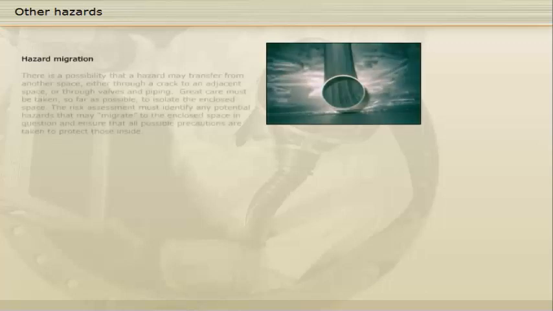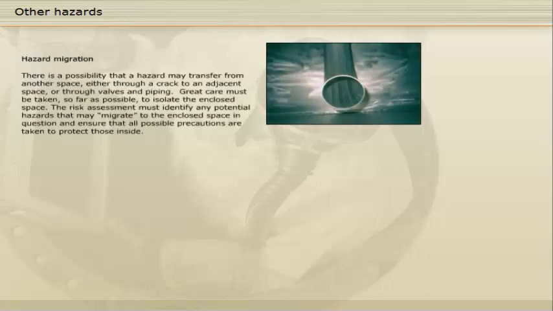There is a possibility that a hazard may transfer from another space, either through a crack to an adjacent space or through valves and piping. Great care must be taken, so far as possible, to isolate the enclosed space. The risk assessment must identify any potential hazards that may migrate to the enclosed space in question and ensure that all possible precautions are taken to protect those inside.